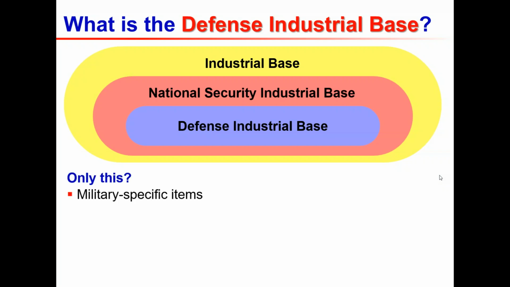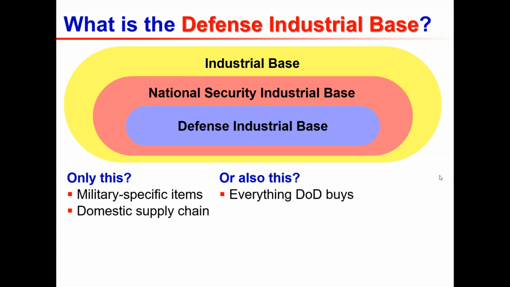Is this only, for example, military-specific items? Or is it everything that the Department of Defense buys? Are the paper clips in my desk part of the defense industrial base? Or is it just things that are military-specific? Is it just the domestic supply chain? When we say the defense industrial base, are we talking about the domestic defense industrial base, or the global supply chain that supplies our defense operations?